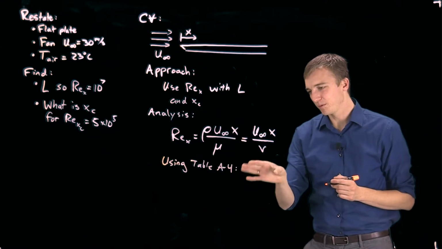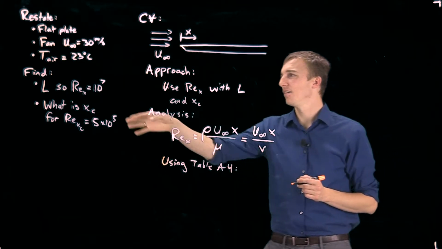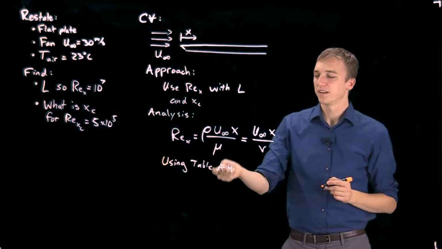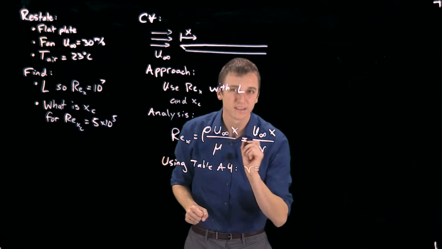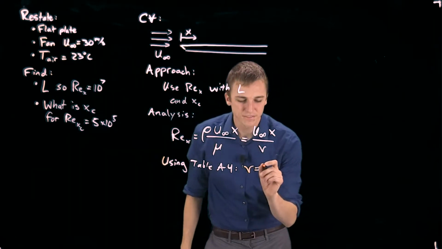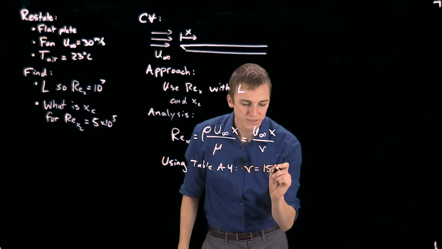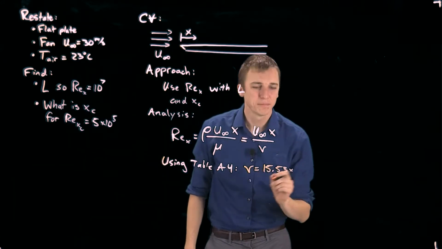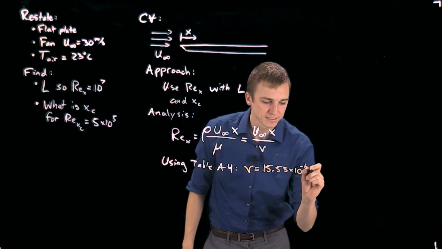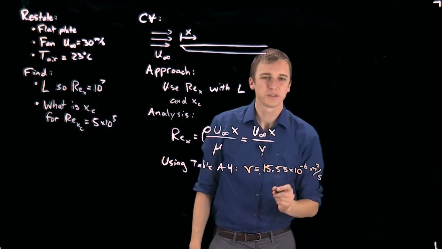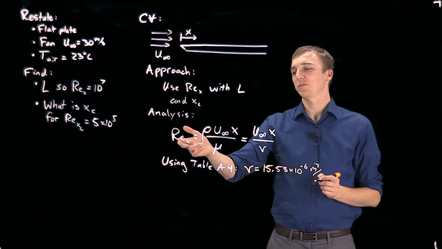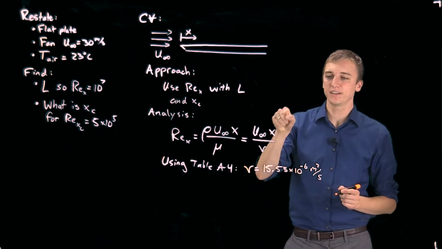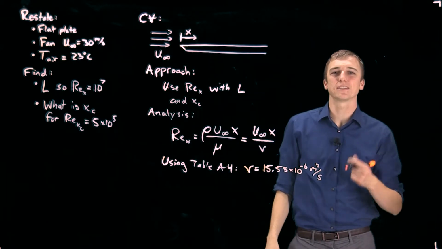We go to this table, look up the temperature of 23 degrees Celsius, look up the kinematic viscosity, and we find that it is 15.53 times 10 to the negative 6th meters squared per second. Now we know the Reynolds number we will be using, U infinity, and viscosity, and we're just going to switch out which x we are looking for.